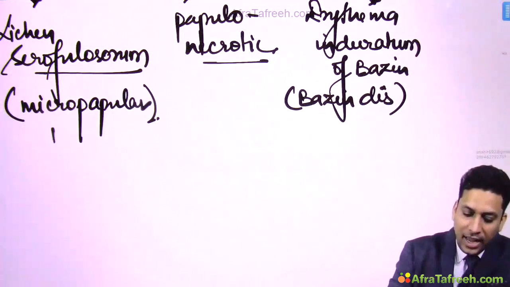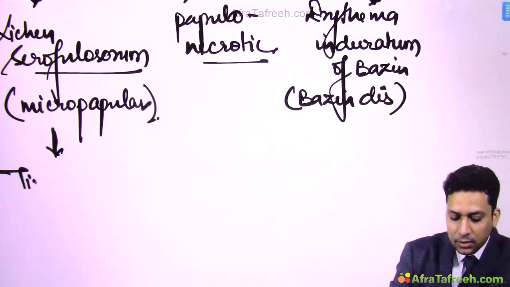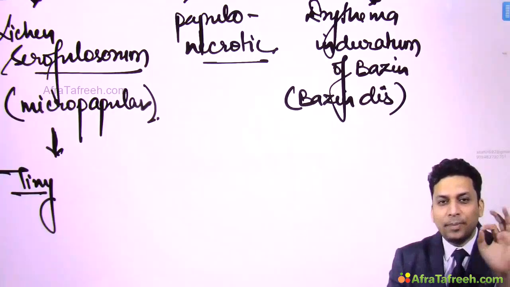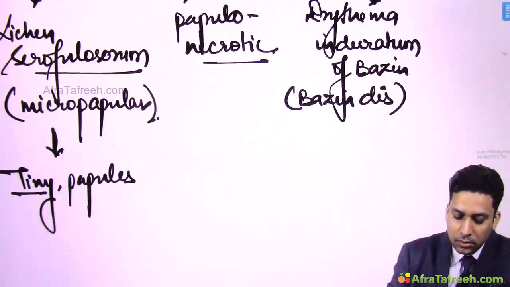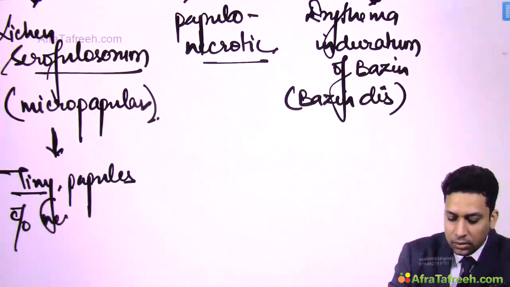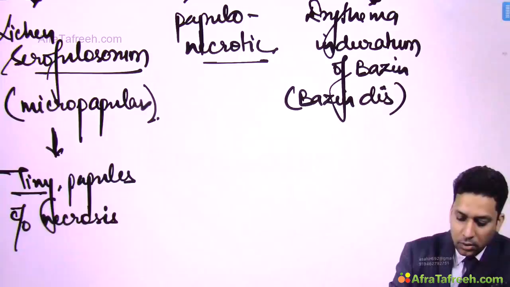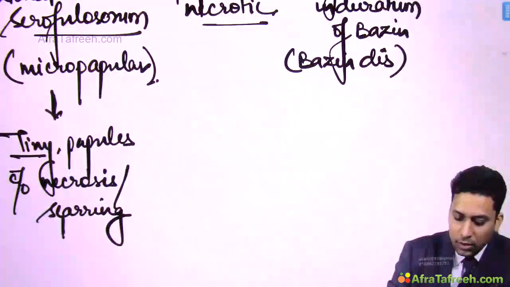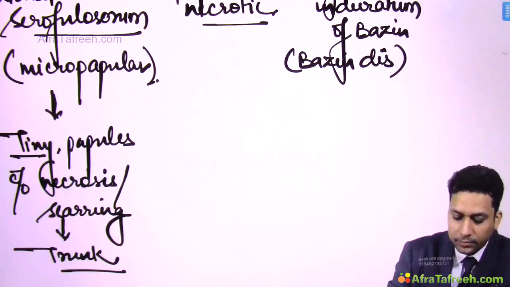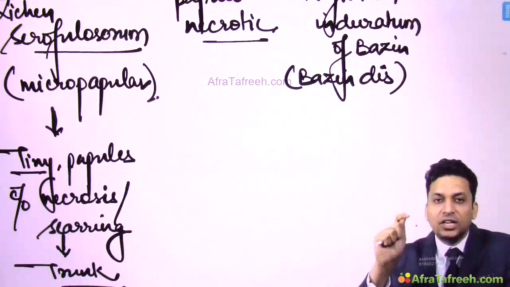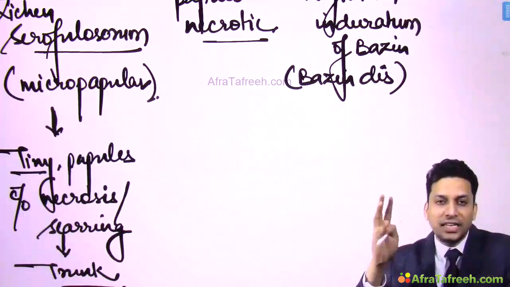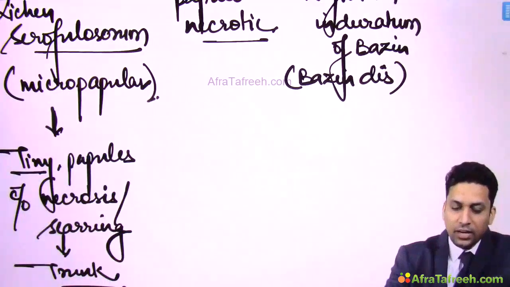Now how do they present? Lichen scrofulosorum presents with, as is very clear, micropapules, very small, tiny papules, without necrosis or scarring, over the trunk. So in lichen scrofulosorum, you will get very tiny papules. They generally develop over the trunk and there is no necrosis. So when they heal, they don't leave behind any scarring.